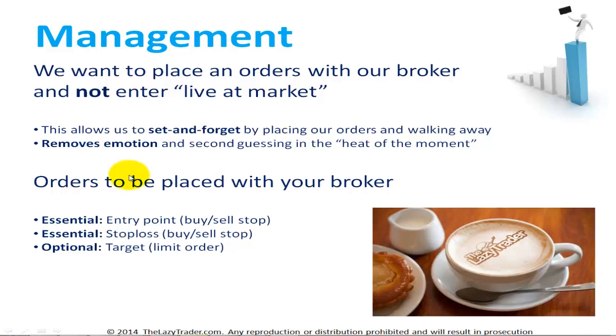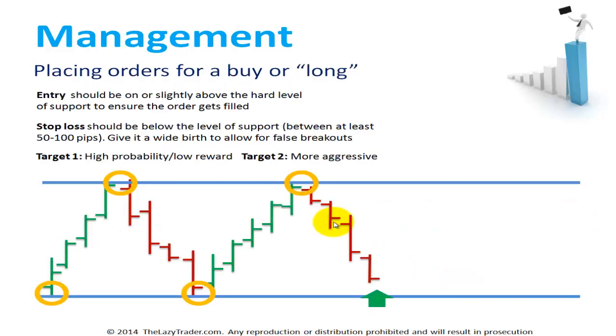So what we want to do is simply place our entry, buy or sell stop, depending on whether you're going long or short, our stop loss, which is absolutely mandatory, and a target or limit order, which is optional depending on whether you want to trail it or simply wait for price to hit your target. I recommend doing both, managing your trade as well as putting a limit order in.